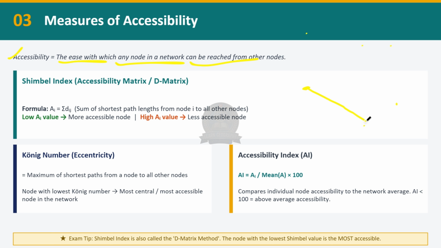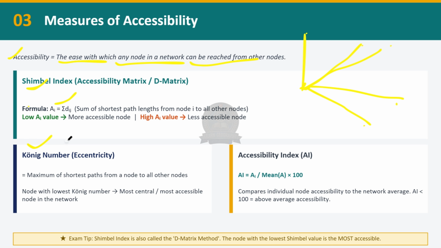The ease of reaching other nodes from a specific node is known as accessibility. This is the accessibility from this point, and this is the accessibility from this point. The symbol index is the accessibility matrix, also called the D matrix. The formula is the sum of shortest path lengths from node i to all other nodes. A low accessibility value means more accessible nodes, and a high accessibility value means less accessible nodes.